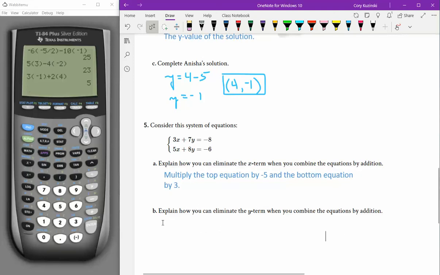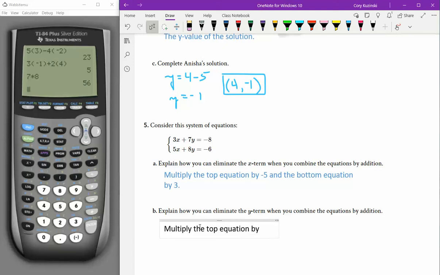Explain how you could eliminate the y values. So let's look at 7 and 8. The least common multiple of 7 and 8 is 56. So I want to get one of them to be -56y and one of them to be +56y. So I'll say multiply the top equation by, let's go -8, and the bottom equation by 7. Again, you could multiply the top equation by +8 and the bottom equation by -7. That would work as well.